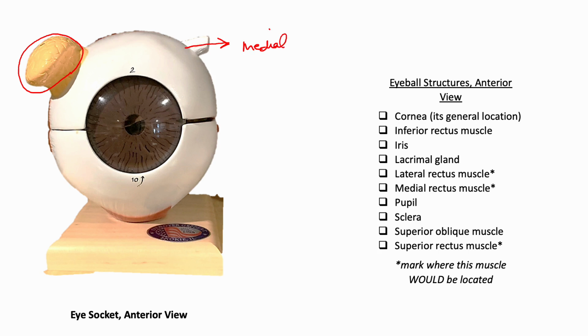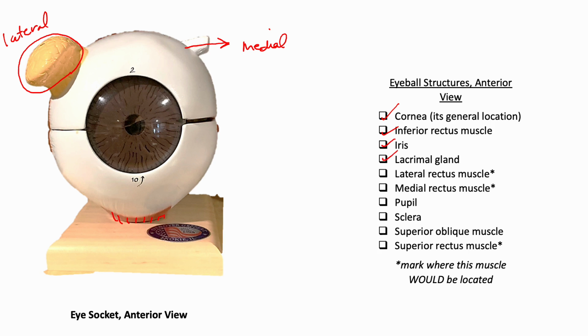That's the medial side. The other way that you can always orient yourself is the lacrimal glands are going to be on the lateral side. And the function of the lacrimal gland, when you cry, right, that's what's producing those tears for you. So they're helping to lubricate your eyes. Now, the inferior rectus muscle, you can see it just right here, right on the inferior side. We can identify that. The iris then is going to be deep to the cornea. That's going to be that colored part of the eye.